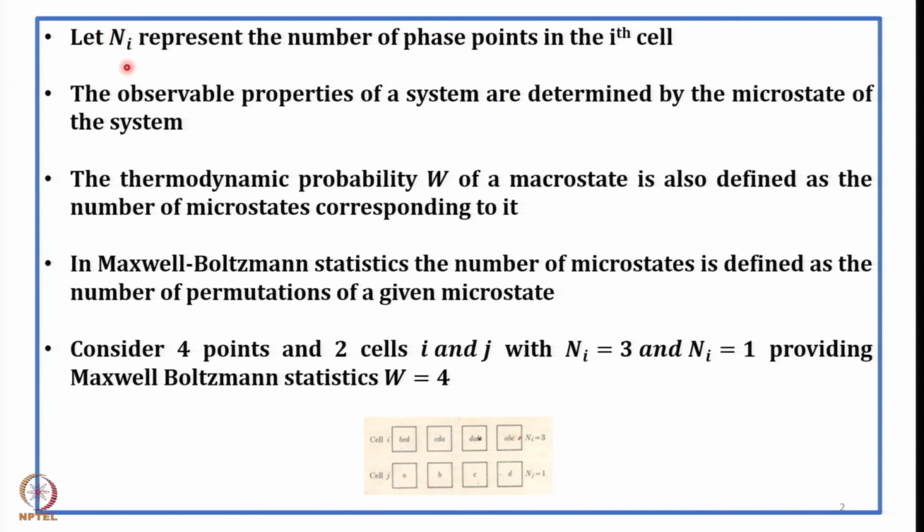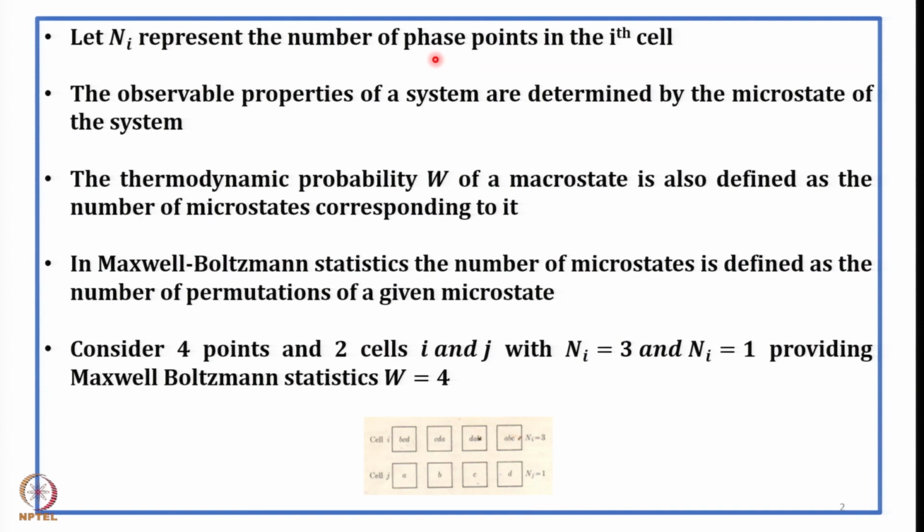Let Ni represent the number of phase points in the cell. The meaning of phase points is, I will just write in terms of dots. It can be an atom, it can be a molecule. Now why do I want to represent it as a dot? Because the molecules, atoms cannot be distinguished from each other, let us say in the gas phase. So I will represent them just as dots.